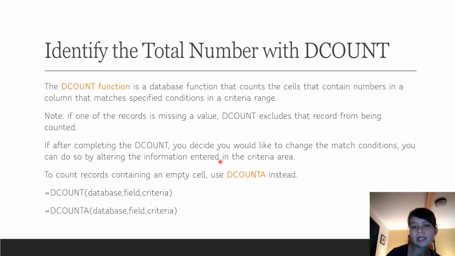So after completing DCOUNT, you might decide that you would like to change the match conditions. You can do so by altering the information entered in the criteria area. Anyways, to count the records containing the empty cell, use DCOUNTA. For example, if you do want to include that manager from New York that doesn't have the salary entered, then you would use DCOUNTA instead of DCOUNT. And again, the arguments are database, field, and criteria.